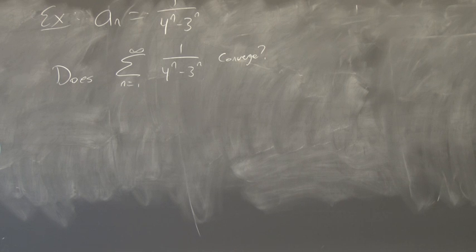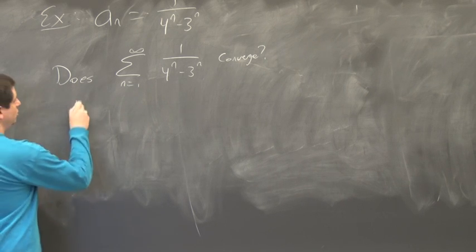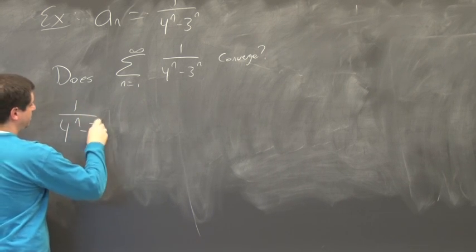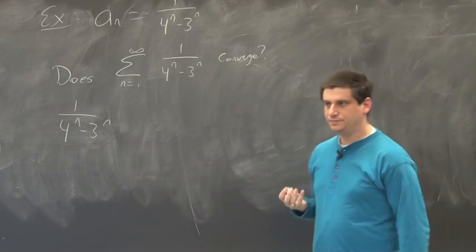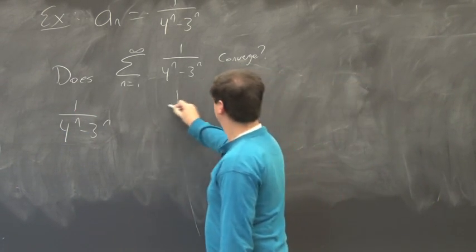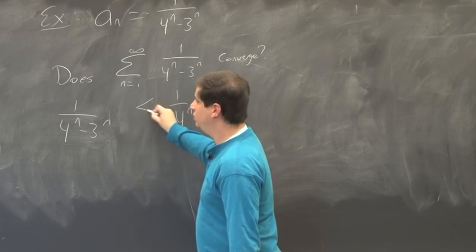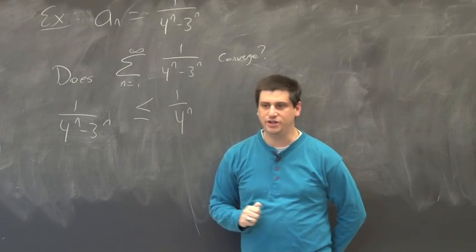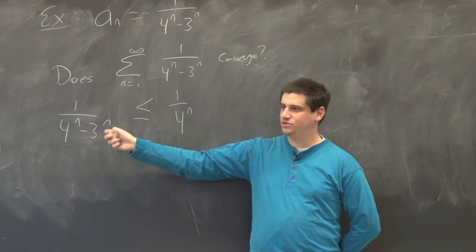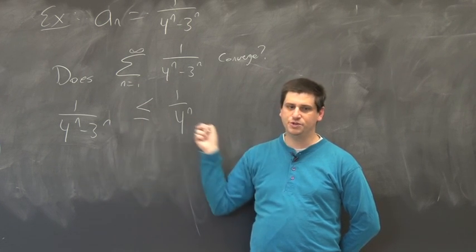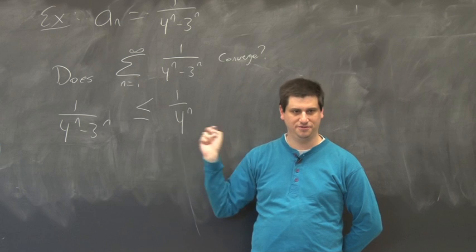So we want to do a comparison test. So let's compare 1 over 4^n minus 3^n. What would you like to compare this to? 1 over 4^n. And so if this were true, we could then use the comparison test. This converges because it's a geometric series, so therefore this converges. What's the problem with this inequality?